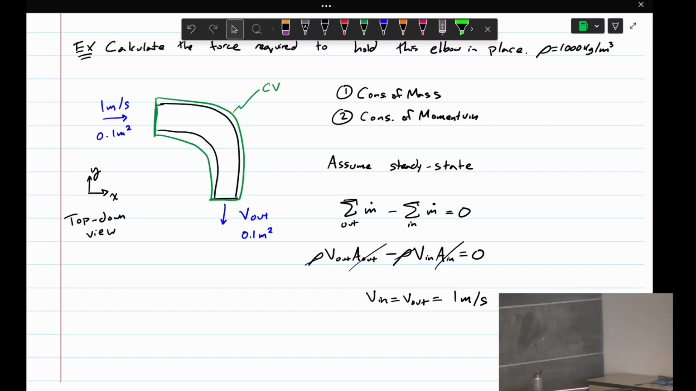Up. What makes you say up? Right. Yeah, it's kind of like a rocket or a hose or something. It's going to want to push it up. And what about the another force in the x direction? So that's in the y direction. Up and to the left.